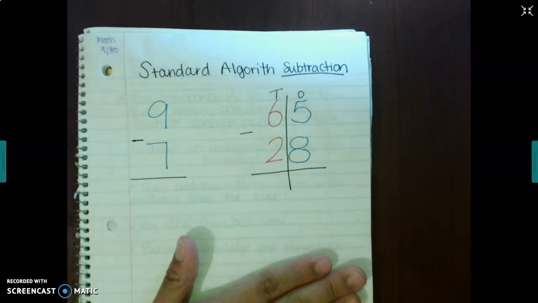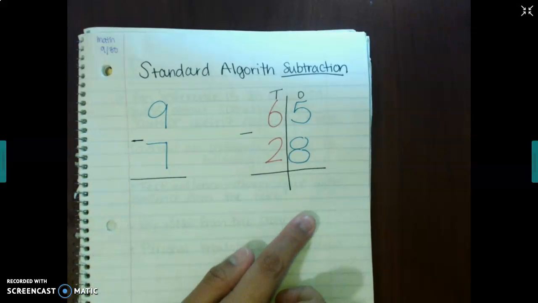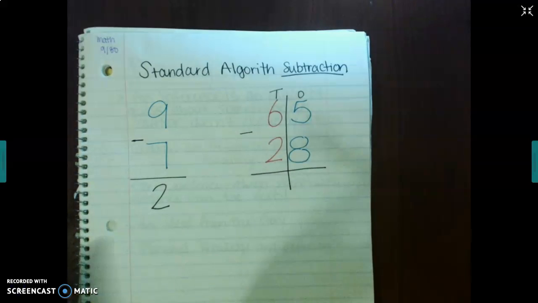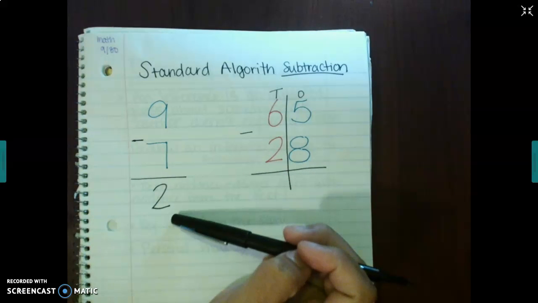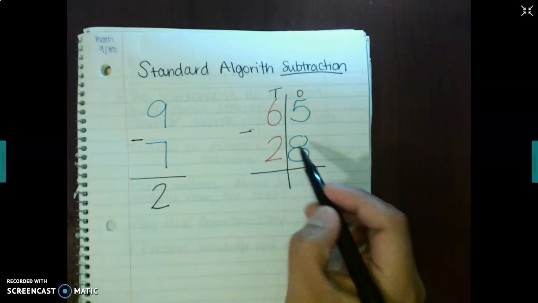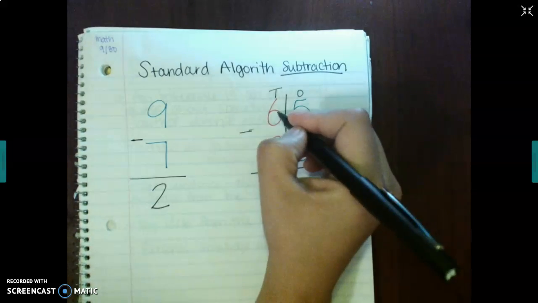But for now, I want you to pause the video here and solve 9 minus 7, and then 65 minus 28. Okay, so for your first answer, 9 minus 7, you should have gotten the answer 2. Now, I'm going to go on and solve this one with you. 5 minus 8. Can I do it? No. So I have to go next door.